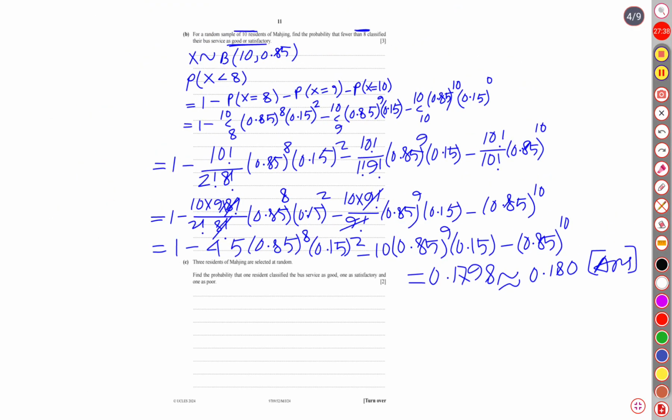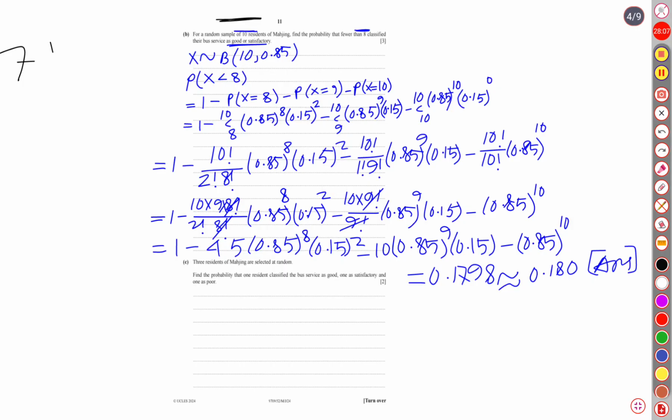So it was actually a binomial distribution, because at the beginning they have already given us the total number of samples, which is 10, and the probability has also been provided. So the question told us that less than 8 people selected and classified. Less than 8 people means actually 7 people, isn't it?